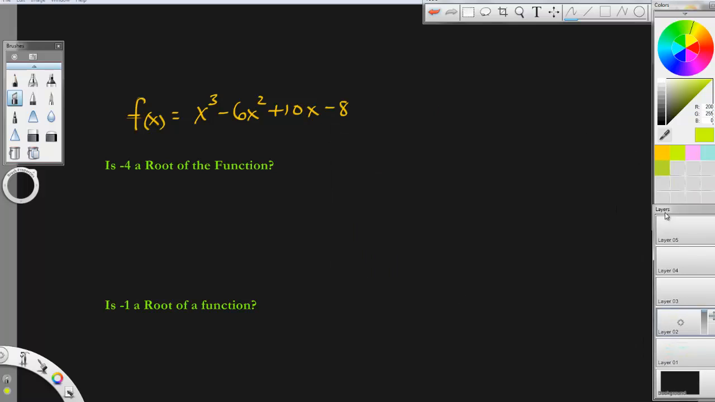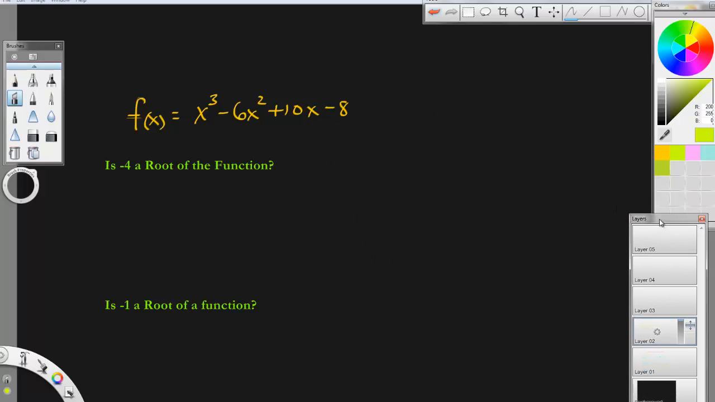And then you have a little bit more involved problem like this. And it says, here's a function. This is a cubic function. So it is going to generate a graph, which I'll sketch here in a second, that crosses the x-axis many times. And it wants to know 2 questions here. Is -4 a root of this function? Is it a root of the function?